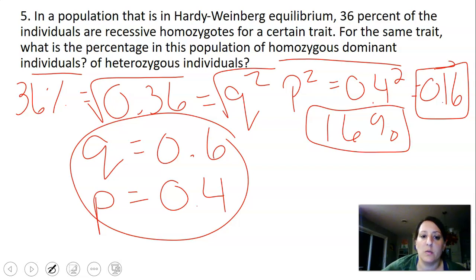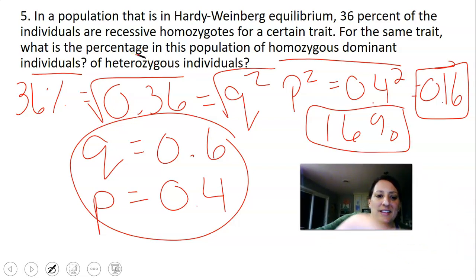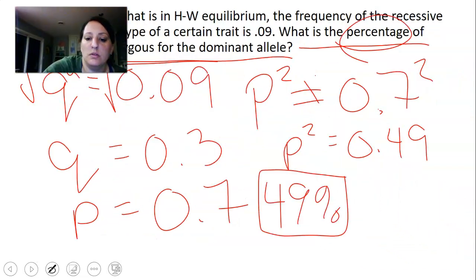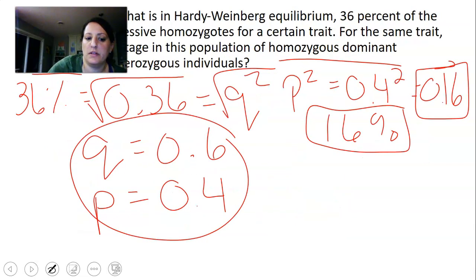The last part of this question, it wants to know the frequency of the heterozygous individuals. So, can I move myself? Yeah. So heterozygotes, I've got to do 2, where was I? Here, okay.